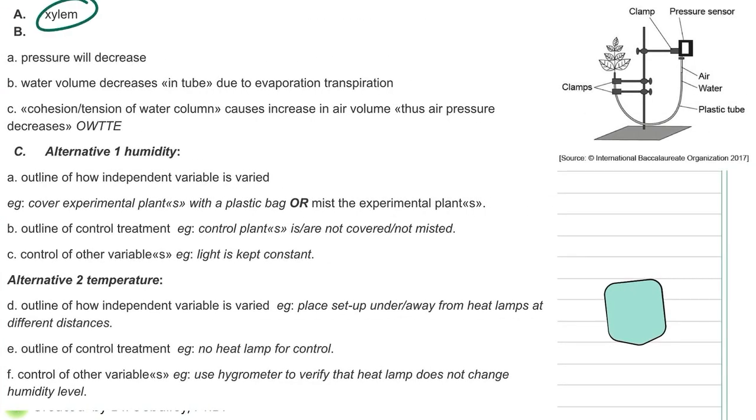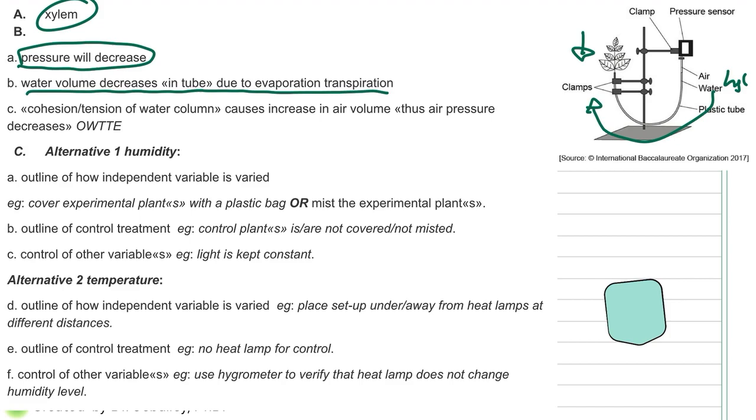So first, A, xylem, good. The second one, the pressure will decrease. Remember, because water is leaving, the pressure here will drop, but there will be high pressure here, so that's why the motion goes. Water volume decreases due to evaporation. Like I told you, since the water is leaving, it causes a decrease in pressure. And then the tension of the water causes increased air volume, thus air pressure decreases. So basically, this is just saying that the water will eventually move in this direction.